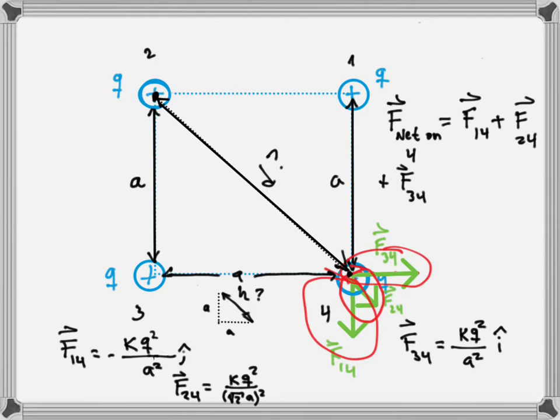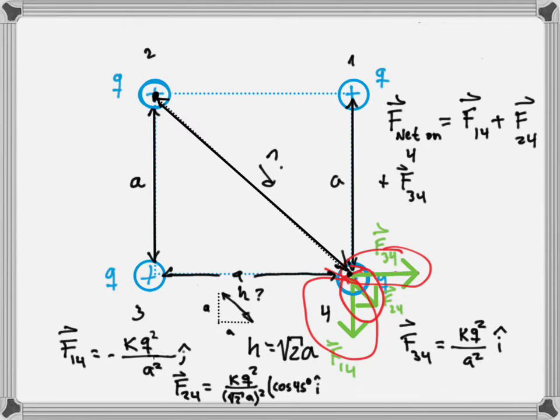So what's the hypotenuse if the opposite is a and the adjacent is a? Just write down Pythagoras' theorem and you get to the answer that the hypotenuse is the square root of 2 times a. So the diagonal of a square is equal to the square root of 2 times the length of the side of this square. That's why we got square root of 2 times a in the denominator, and you need to square that according to Coulomb's law.